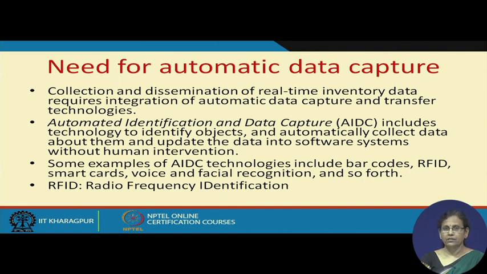So, the technology of this type is called RFID technology, radio frequency identification technology. Okay. So, we have understood what automatic data capture is and why it is done. Collection and dissemination of real time inventory data requires integration of automatic data capture and transfer technologies with your traditional ERP system. So, auto identification and data capture technologies include technologies to identify objects, automatically collect data about them and update the data into a software system without human intervention. What is important, the catch here, is the without human intervention. Some examples of such technologies include barcode, RFID, smart card, voice and facial recognition and so on. Today we are going to talk about radio frequency identification, because it is increasingly used in the supply chain.